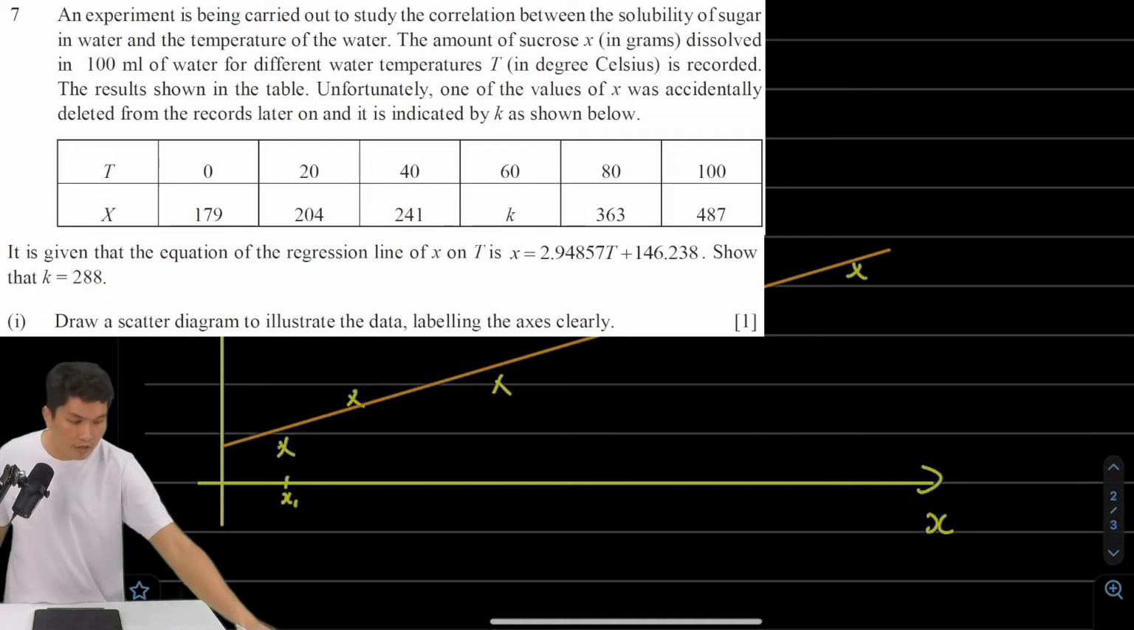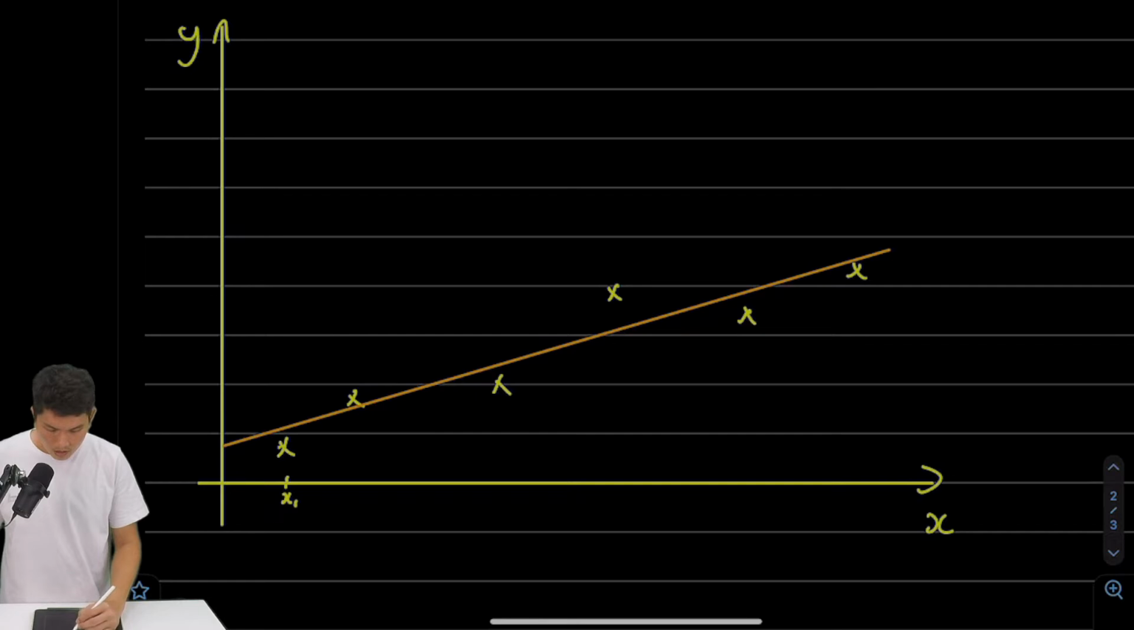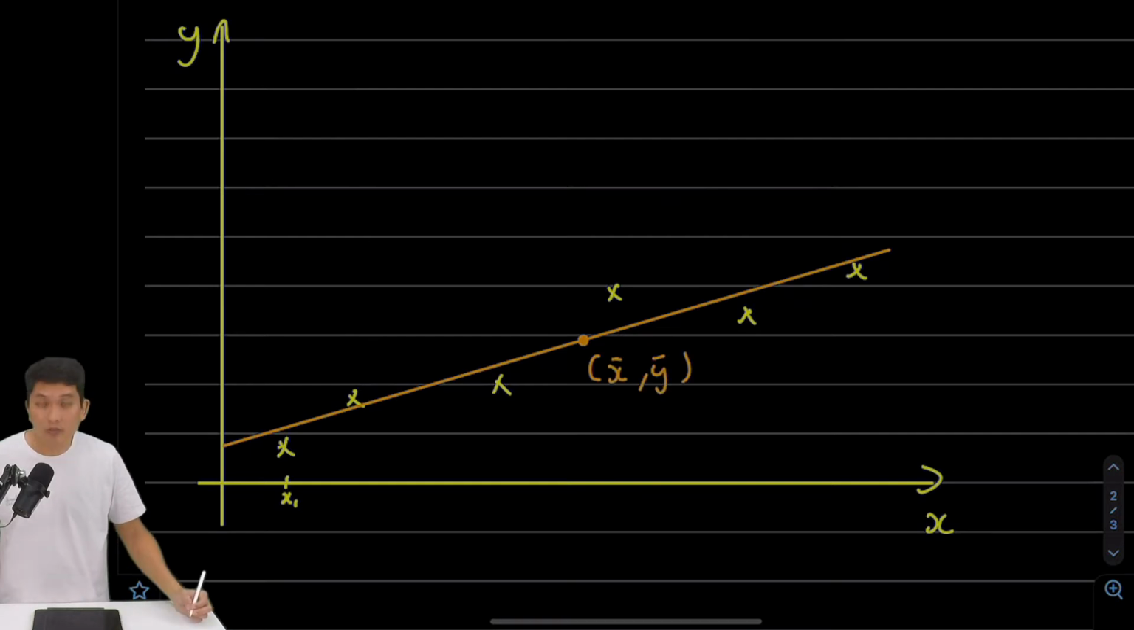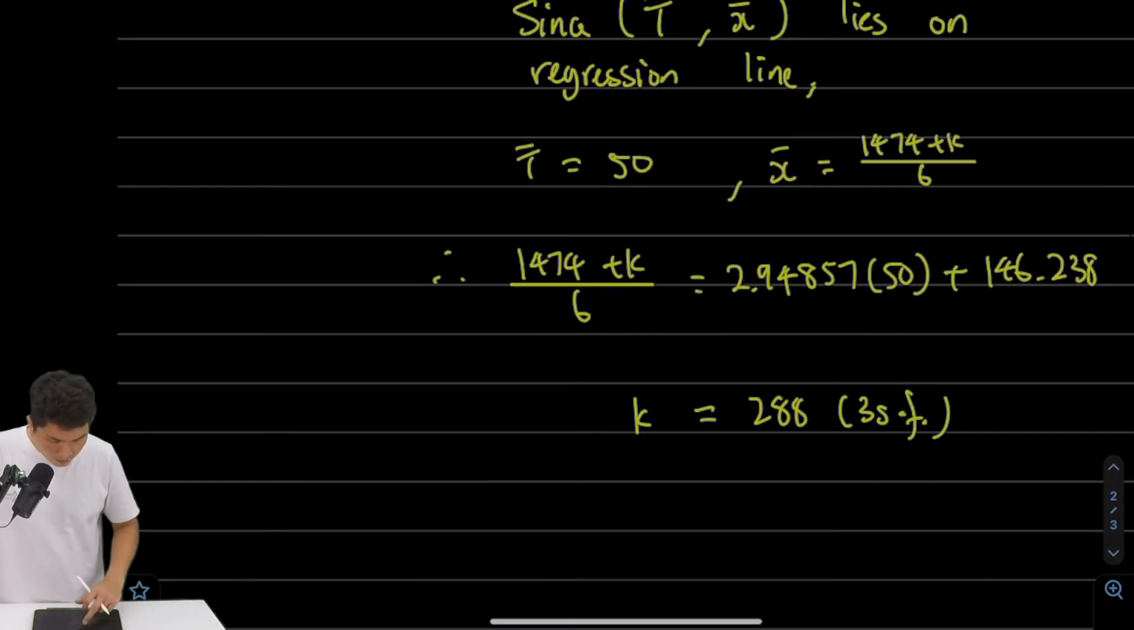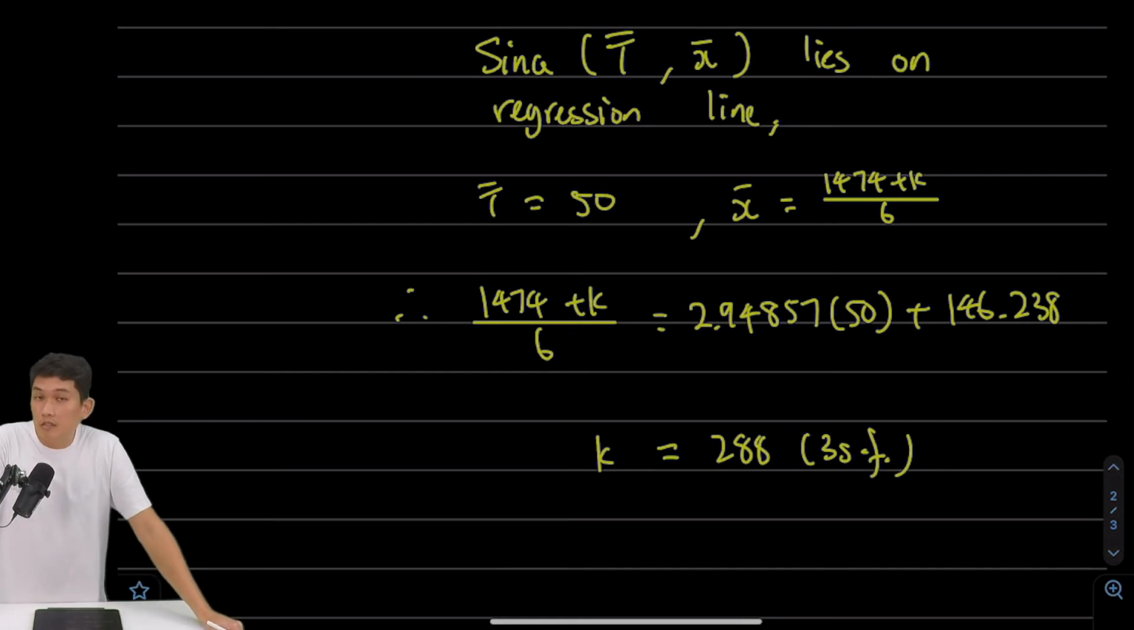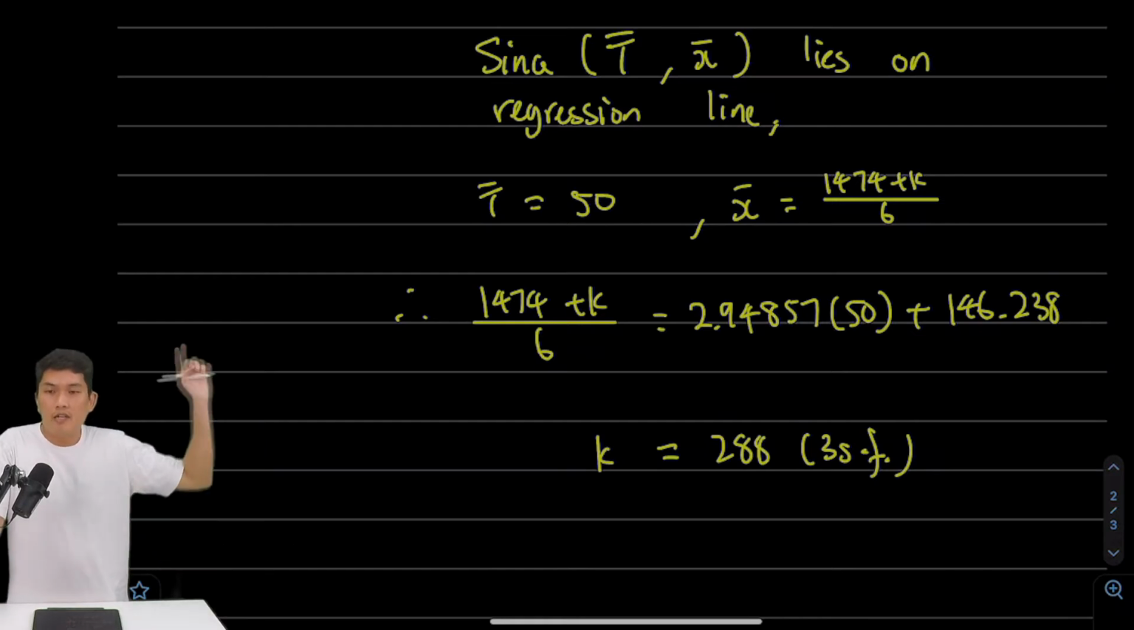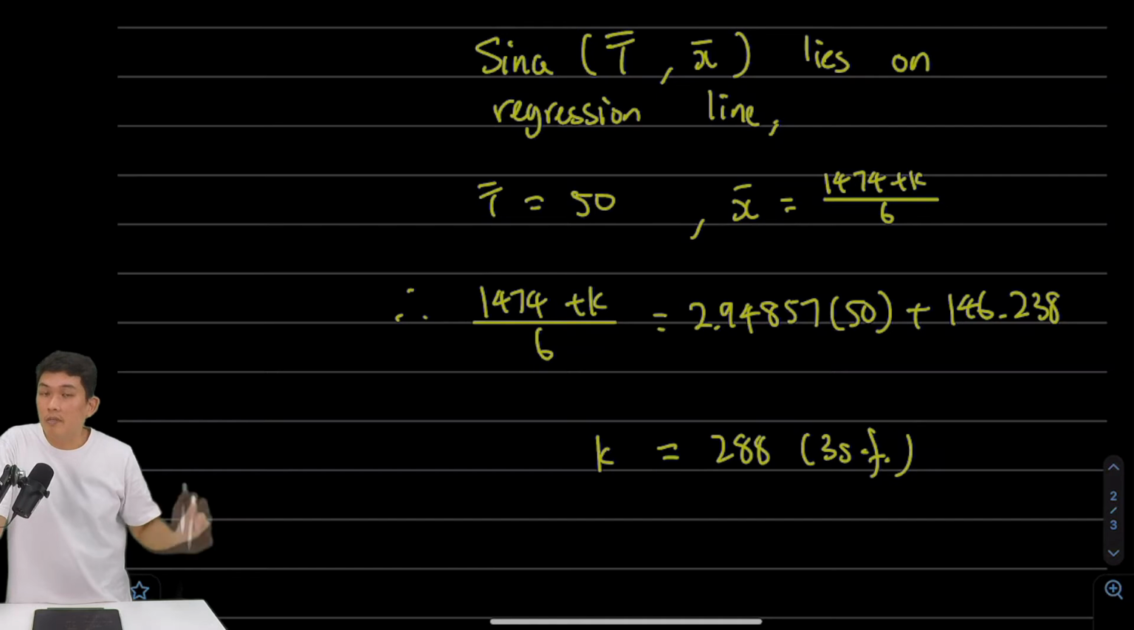What you're supposed to do is this: the question is testing you on the concept that the mean of the values of your variables will always be on the regression line. Over here I have a scatter plot of X and Y. That means X bar, Y bar will always be on the regression line. So for this question, for 1 mark, T bar and X bar must be on the regression line. I can calculate T bar: I add 0 plus 20 plus 40 all the way to 100, then divide by 6, that is 50. Then I add up all the X values plus K and divide by 6.